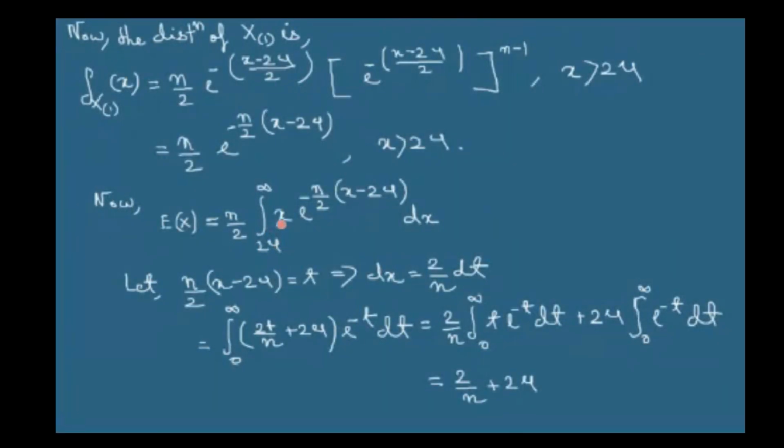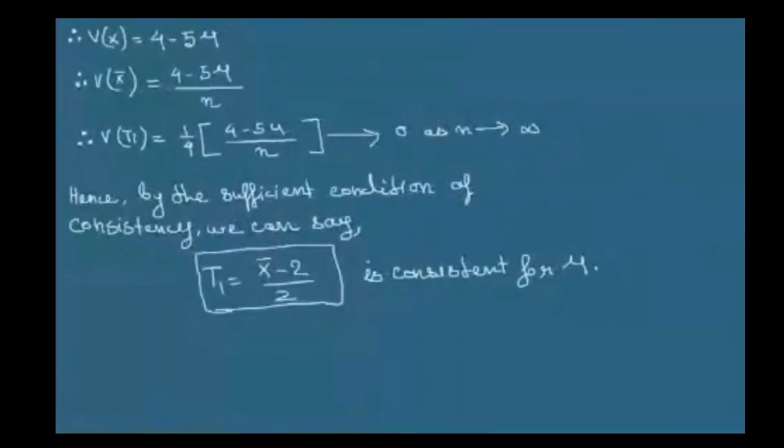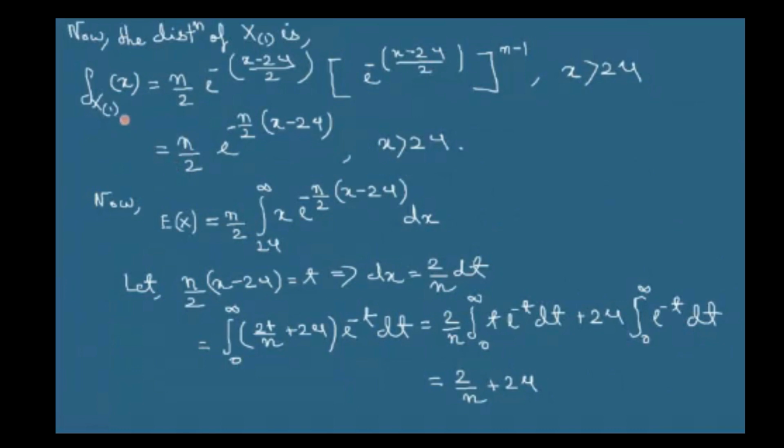Now we will check the consistency of T2. So what was our T2? Let's see once. T2 was (n X(1) - 2)/(2n). To check the consistency of T2, we need to find the distribution of X(1), the minimum order statistic. From the normal definition of the PDF of the minimum order statistic, we know it is n times 1/2 e^(-(x-2μ)/2) times (e^(-(x-2μ)/2))^(n-1), where x is greater than 2μ, which turns out to be (n/2) e^(-(n/2)(x-2μ)), x greater than 2μ.